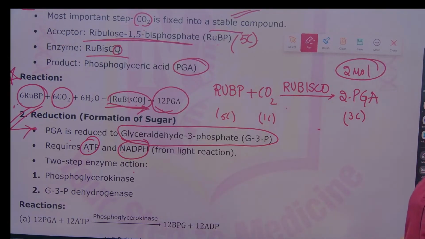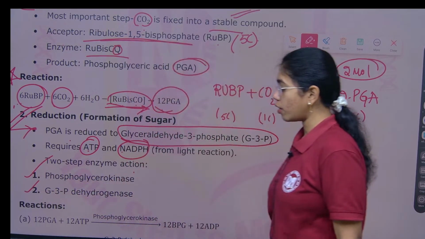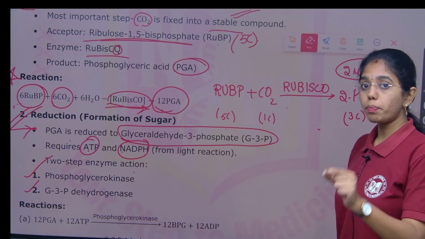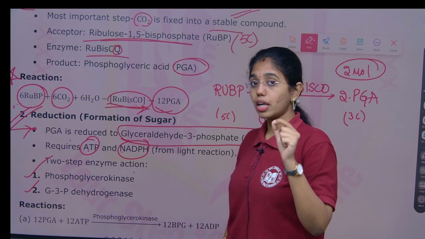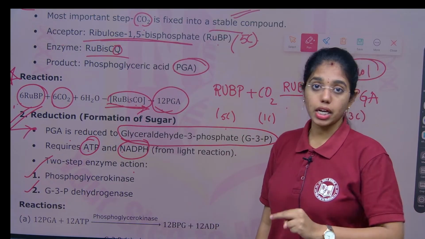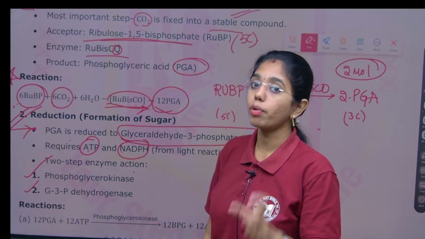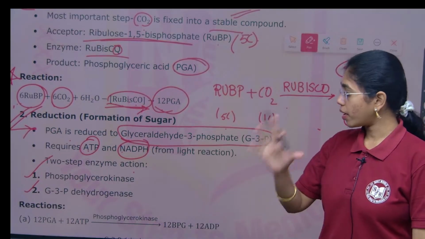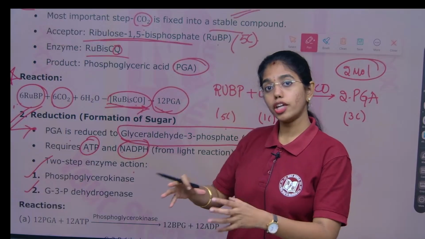There is 2-step enzyme action here: one is phosphoglycerokinase and the second is G3P dehydrogenase. These are the 2 enzymes involved in the reduction step. In each step of the Calvin cycle, the enzyme is very important, so mention the enzymes clearly. Second is bioenergetics, how much ATP and NADPH are used. And the third most important segment is the products that are formed. After carboxylation it is 12 phosphoglyceric acid, after reduction it is 12 glyceraldehyde 3-phosphate.